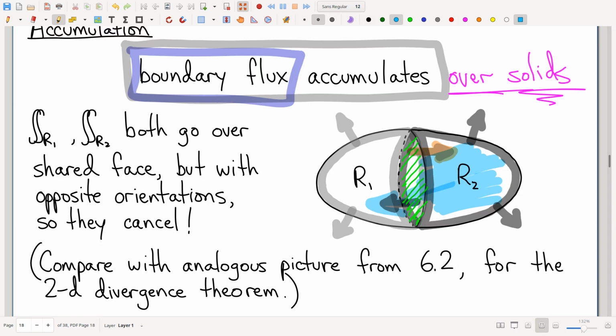Right? That way. So, altogether then, when we write the boundary flux of R1 and the boundary flux of R2, this green face is going to show up twice. Partly as part of the boundary of R1 and partly as part of the boundary of R2. Shows up twice, but with opposite orientations, and therefore they cancel.